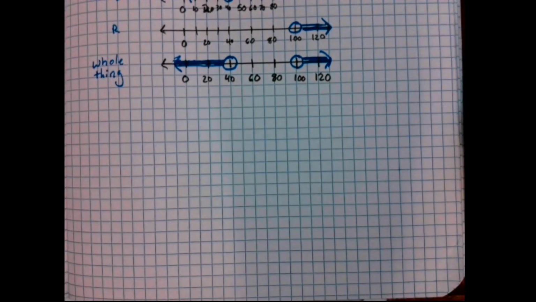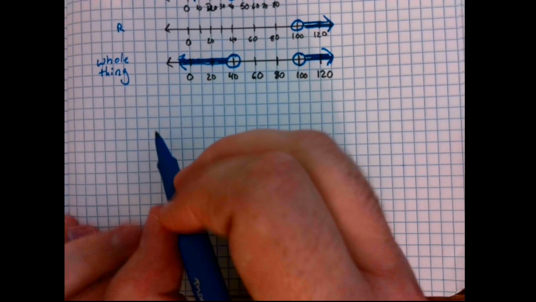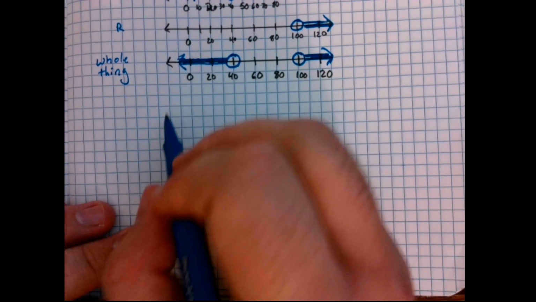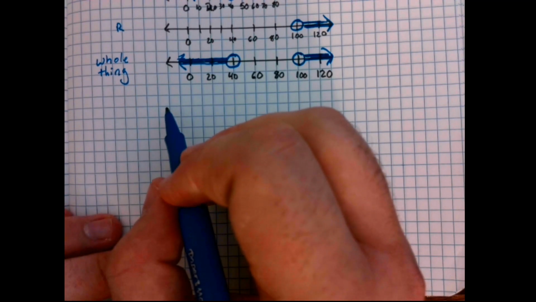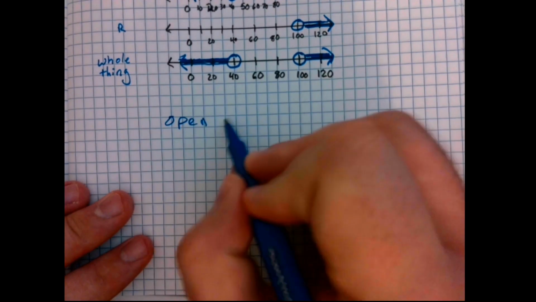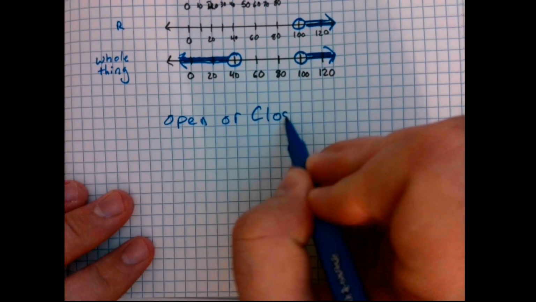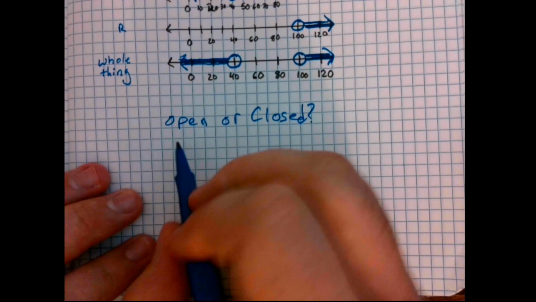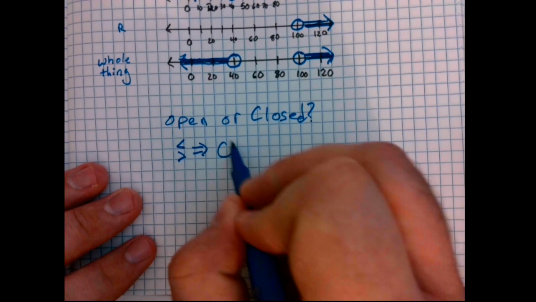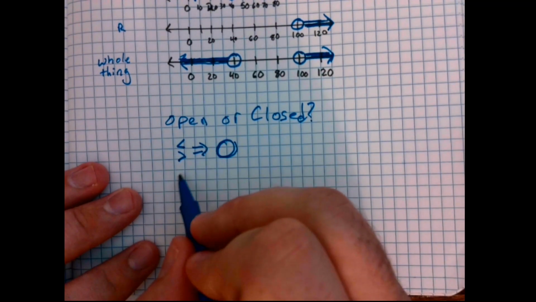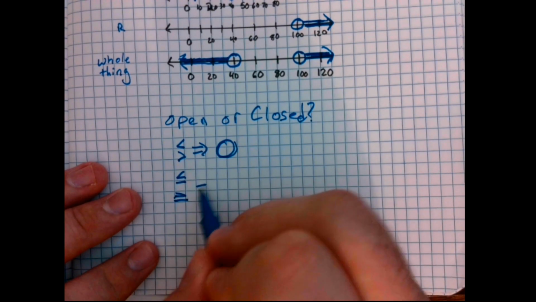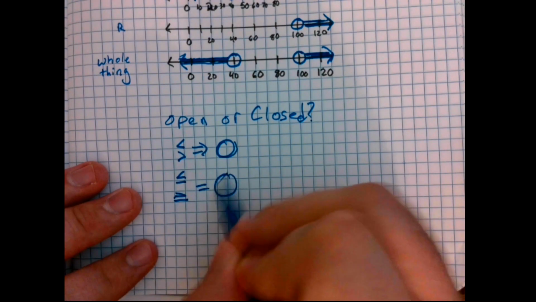Now, just in case anyone needs this, I'm going to write this out here. If you don't feel like you need this, that's okay. You don't need to copy this into your notes if you don't want it. If you think that you're going to forget, copy this down. Open or closed. Less than, greater than, is an open dot. Less than or equal to, greater than or equal to, is a closed dot.